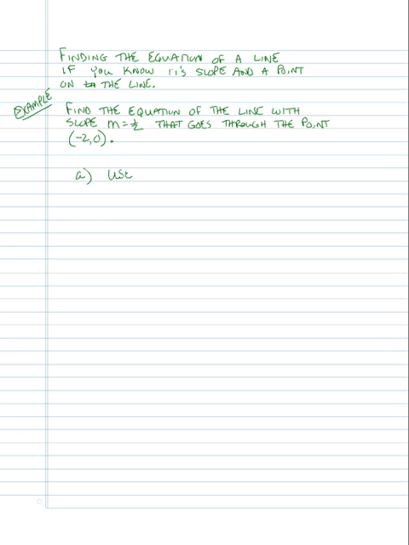One, we could use the idea that all equations of lines can be written in slope-intercept form. From the information that we have, we already know that the slope is 1/2. So that tells us our equation has to look like y = 1/2 x + b. The only piece we need to determine is what b is. The way we determine b is that we know a point that is on the line.